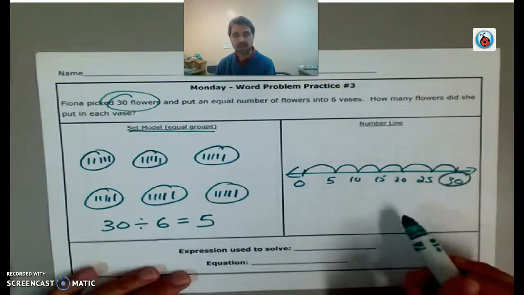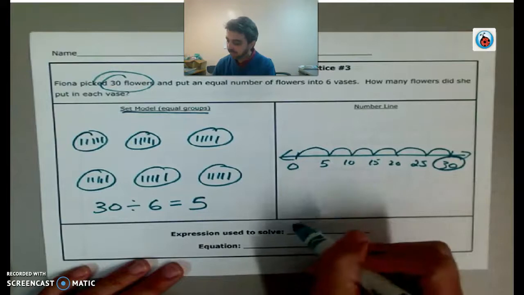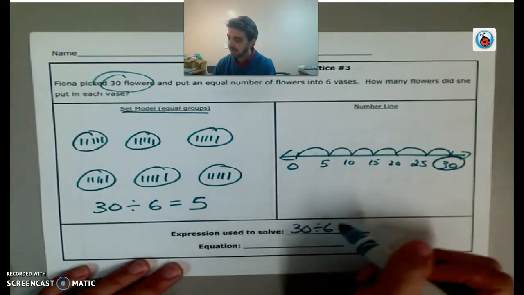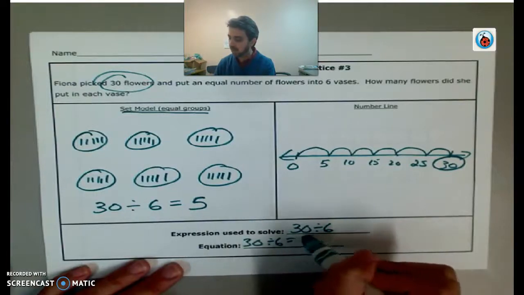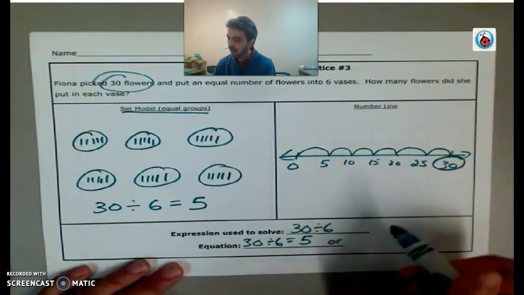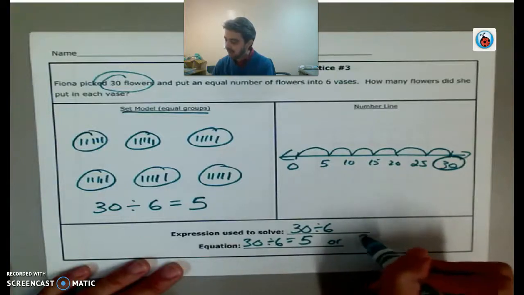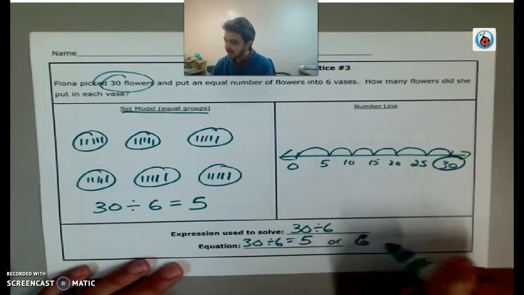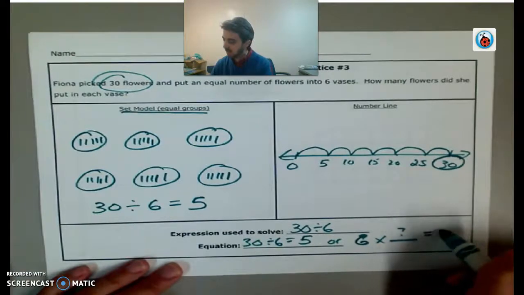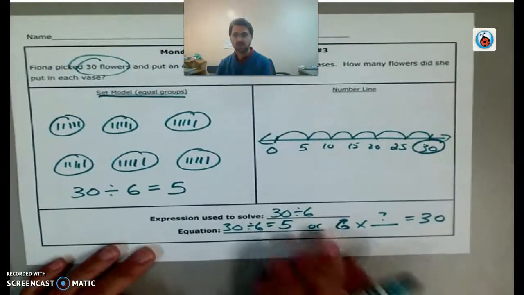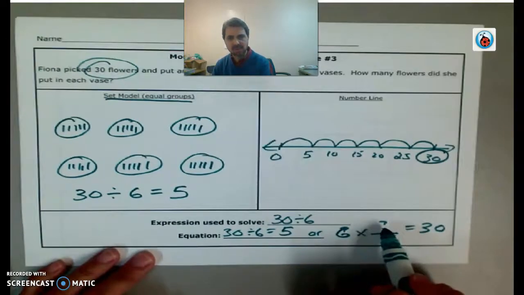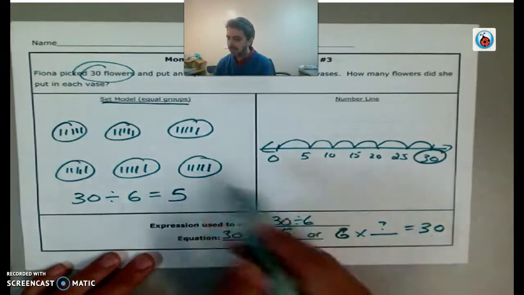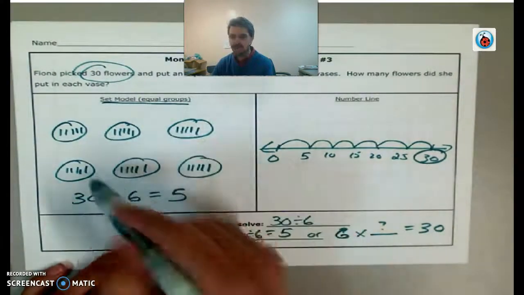So that works. Okay, so our expression would be 30 divided by 6, and our equation would be 30 divided by 6 equals 5, or, right, we could say 6 vases of how many flowers gives us 30 flowers. Okay, one more time. 6 vases of how many flowers gives us 30 flowers? Well, now we know it's 5, right? There's 5 flowers in each vase.